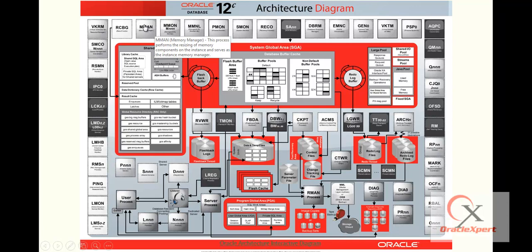RCBG, which is the result cache background process. This process is used for handling invalidation and other messages generated by server processes attached to the other instance in the Oracle Real Application Cluster configuration.